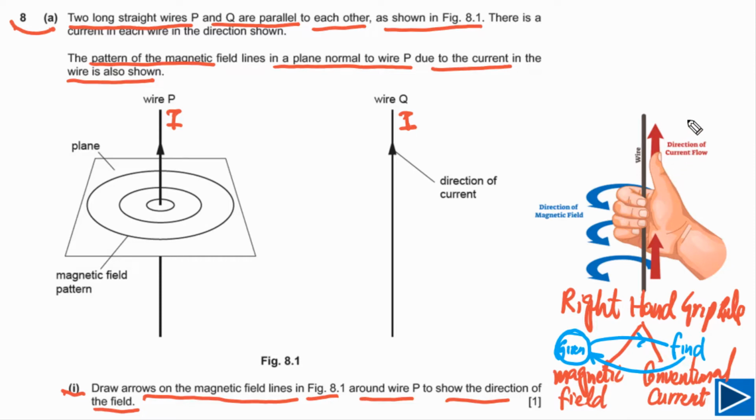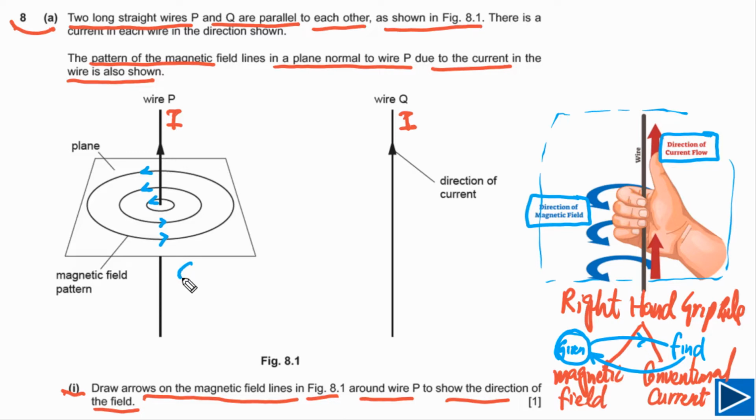So simply you have to use your hand like this. The thumb is in the direction of current flow, so these fingers are telling us the direction of magnetic field. In this case, the direction of magnetic field is counterclockwise. This is the direction of magnetic field. Counterclockwise, CCW. That's all you need to do for this question.